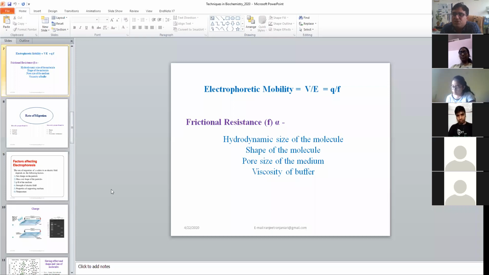Last is the viscosity of the buffer which you are going to use. It is inversely proportional to the electrophoretic mobility. So if your buffer is more viscous, it will resist the movement of the molecule which you are going to separate, right? So we have different types of buffers, and maybe in coming slides I'll show you some types which we are using.